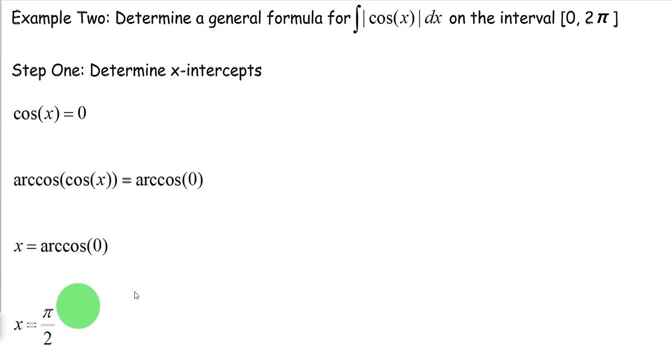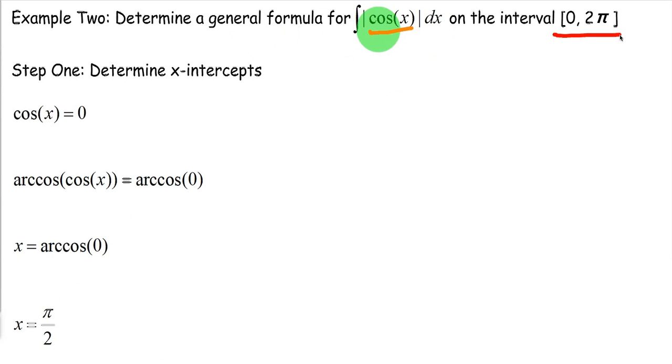We're going to be taking a look at a more advanced absolute value function for example 2. Let's read this together. It says determine a general formula for the antiderivative of the absolute value of cosine of x. So not only is it an absolute value function, but it has a trig function inside. Furthermore, we're only going to be looking at the interval from 0 to 2 pi.